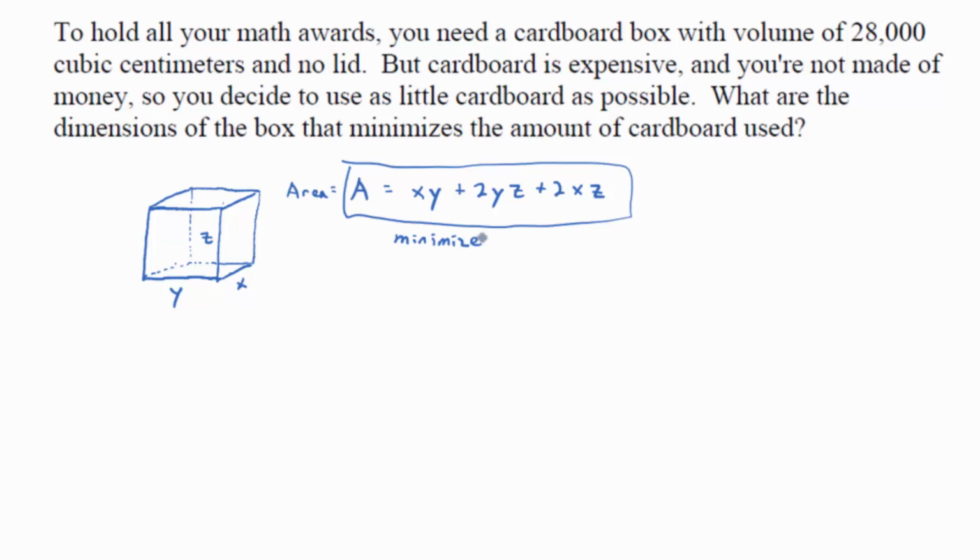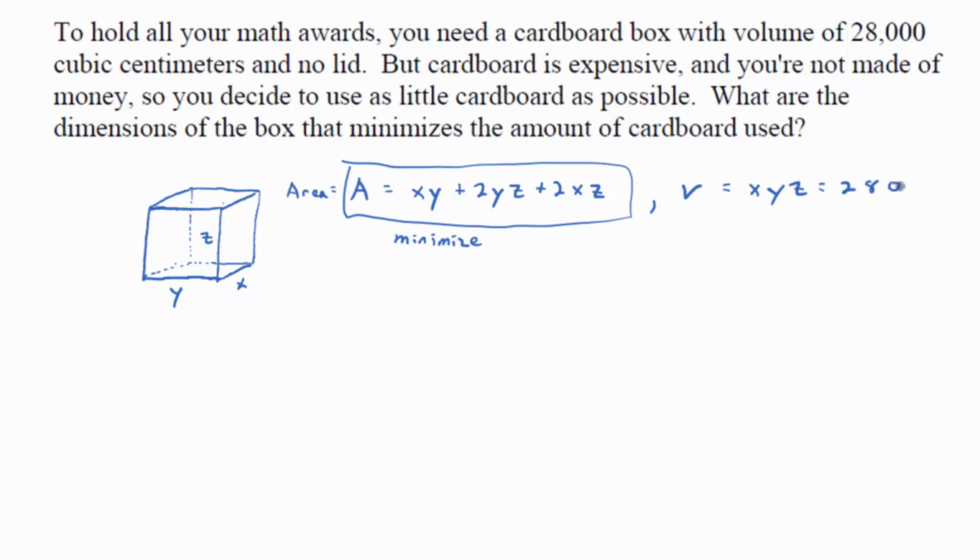Now there's an auxiliary equation here that we can use. That function has 3 input variables in it, right? But the methods you were taught only involve 2 input variables, so we have the volume formula we can use to get it down to 2 inputs. So what would the volume of this thing be? Volume would be xyz, and we know that that is what? 28,000?